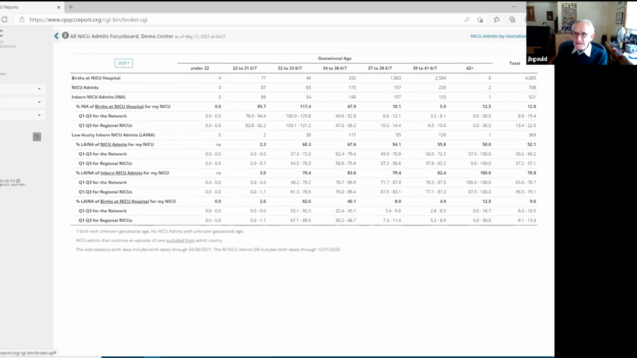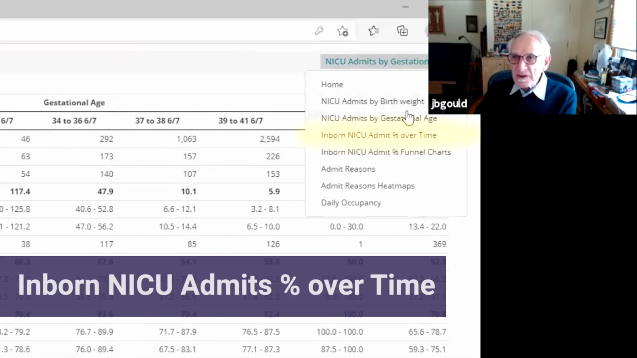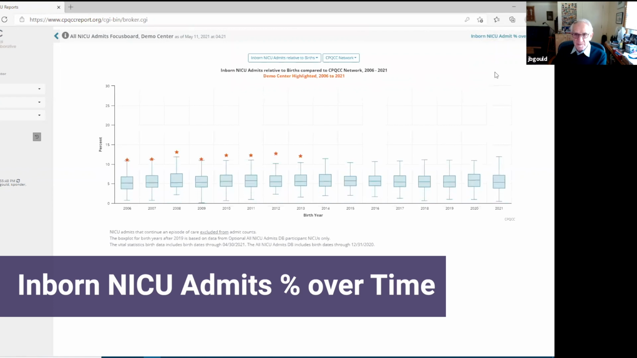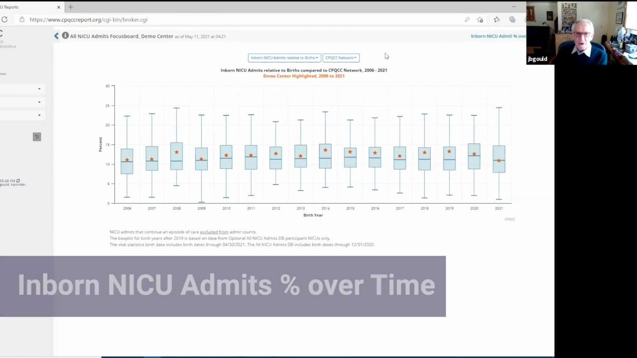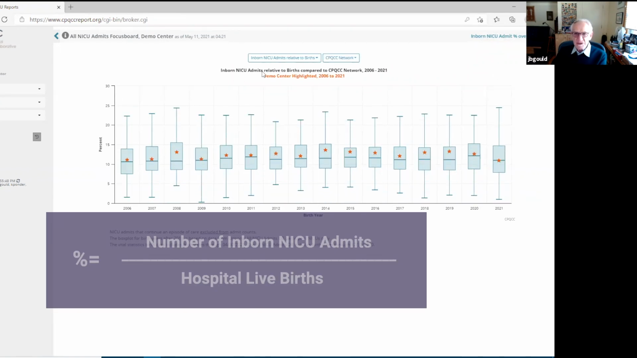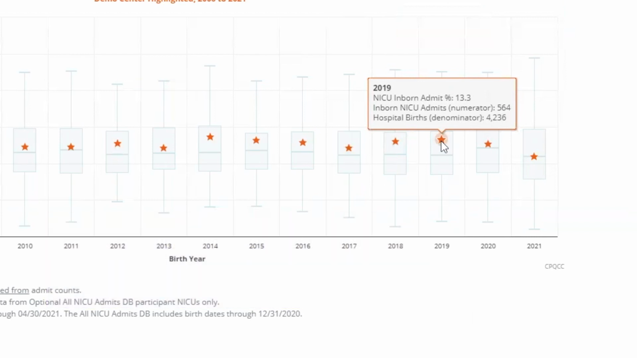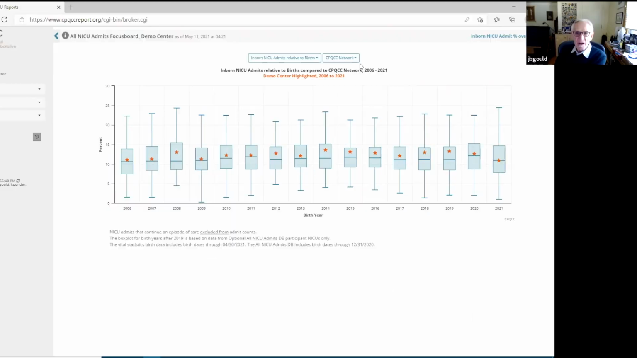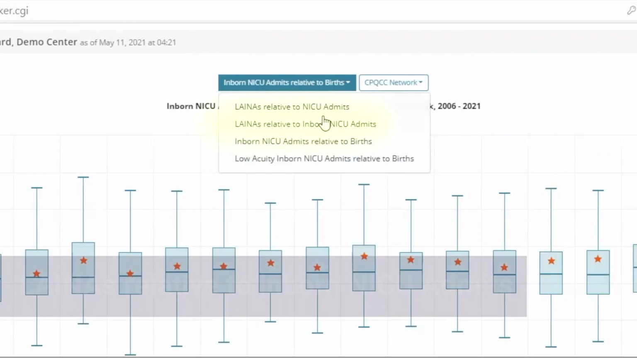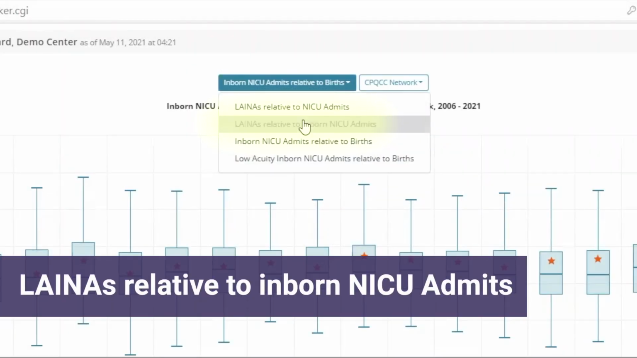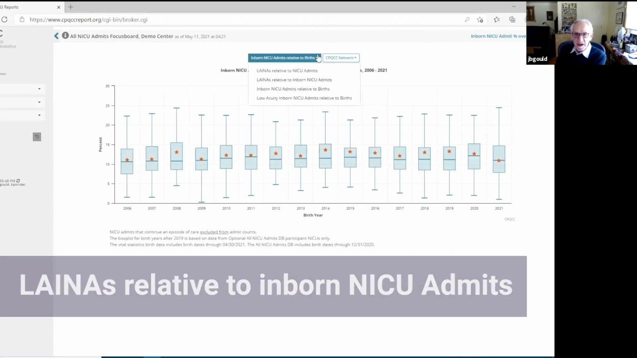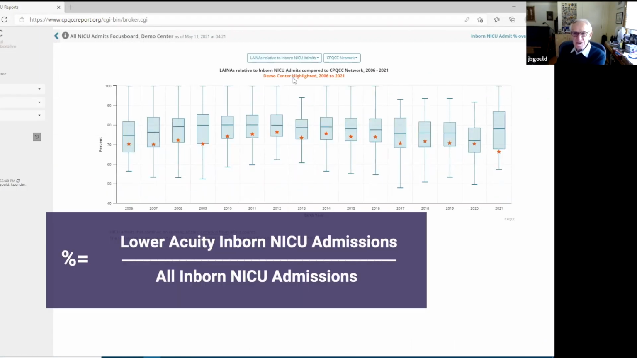For me, the exciting thing comes when we look at the first graphic. And this is a graphic that's showing inborn NICU admissions relative to births over time. If we hover, it gives us the number of admits, the number of inborns, and in the denominator. We could also ask the question, well, what percentage of low acuity births did we admit? This is the percentage of all of your admissions that were low acuity.